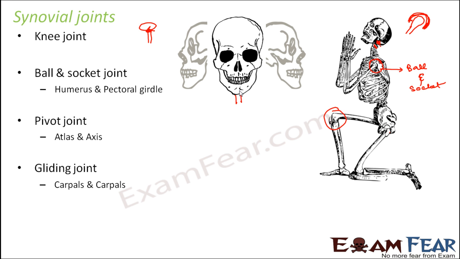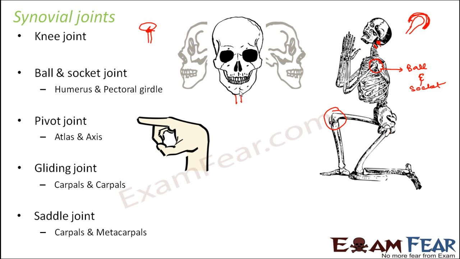The gliding joint is present between the carpals and carpals. So where are the carpals located? If you see, carpals are present in your wrist bone, right? Since the wrist bones are joined by this kind of synovial joint, that is why you are able to move your wrist freely.